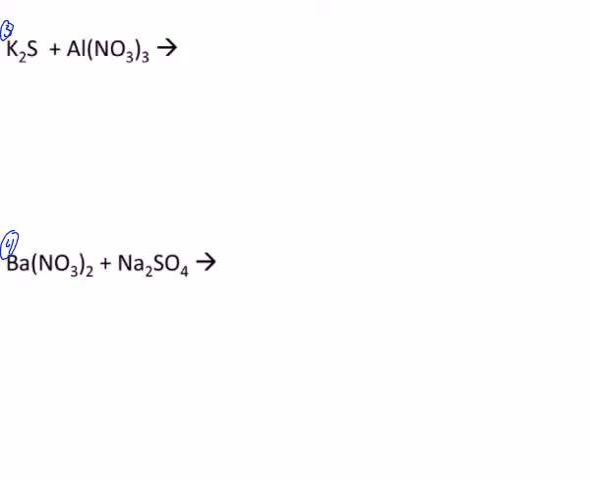First things first, we've got to predict the products. Jill, what are our products going to be? AL3 plus... AL2. You said AL2, S3. So talk to me, Jill. How did you get those products? Kind of walk me through the steps that you did.